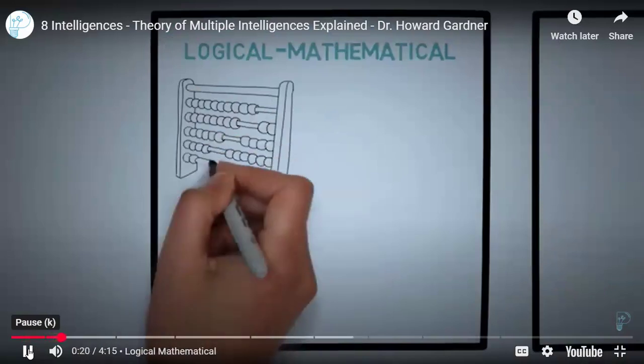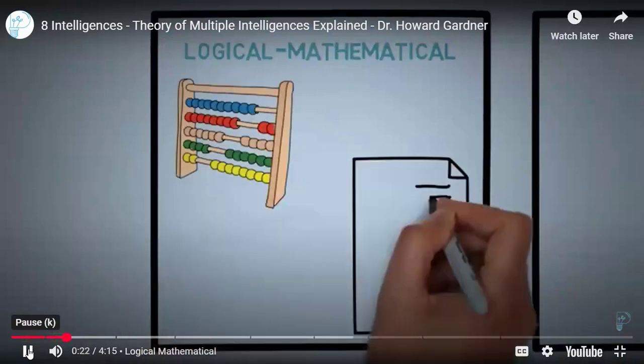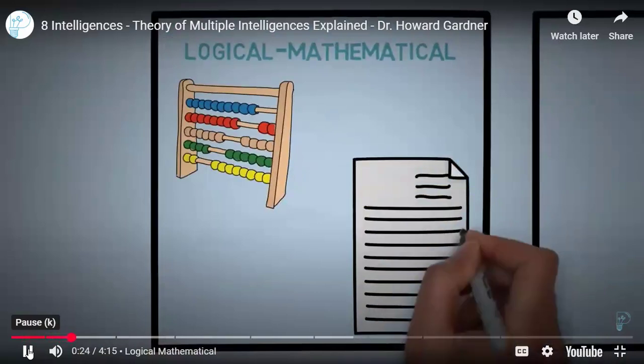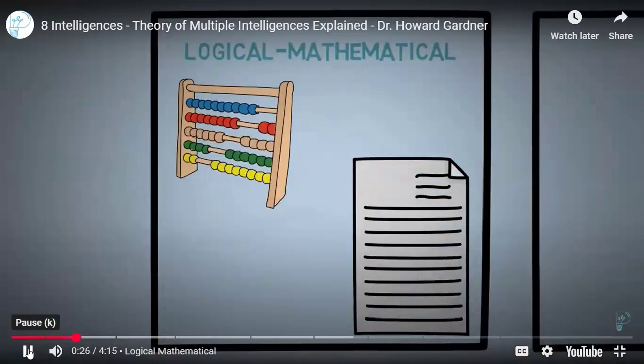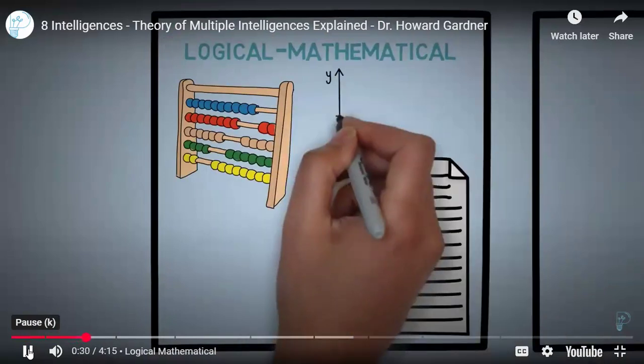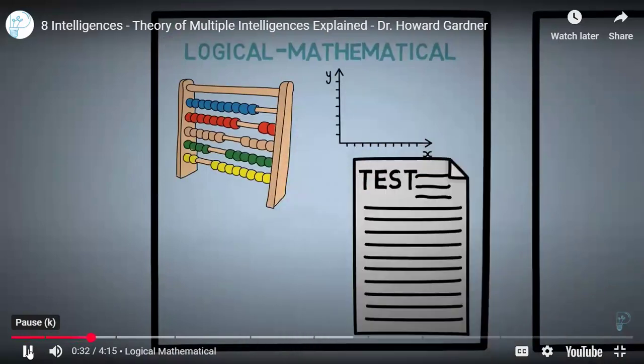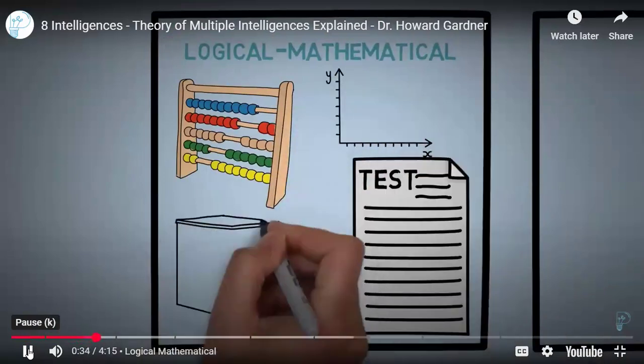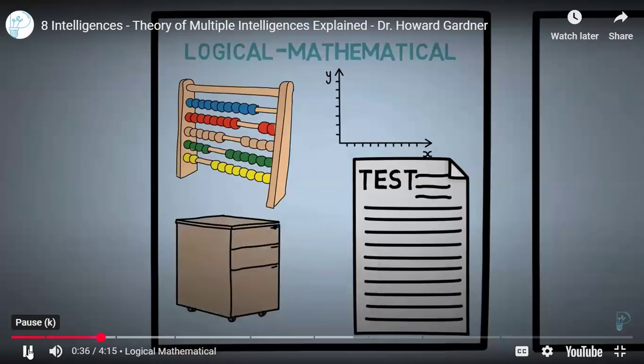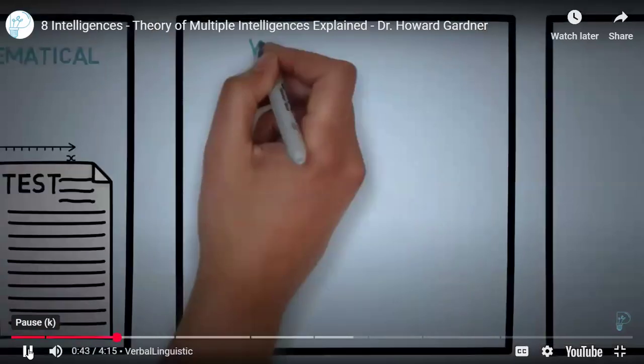of intellectual intelligence. This would be stuff like logic, or if you're good at taking tests, you'll probably have pretty high logical mathematical intelligence. This also has to do a lot with critical thinking and making and reading graphs, as well as organization. If you like to organize your stuff and keep it very organized and are good at organizing it, then you probably have very high logical mathematical intelligence.